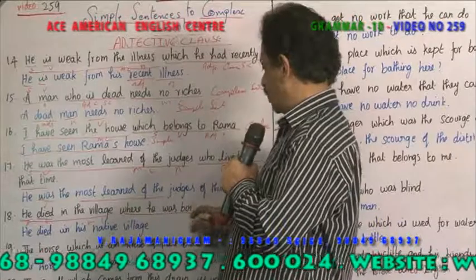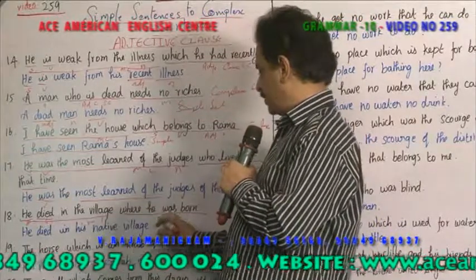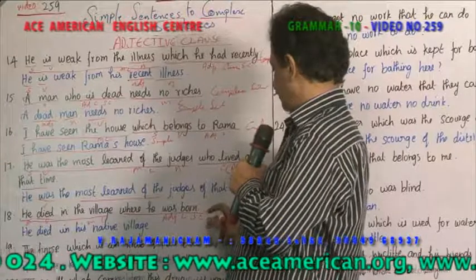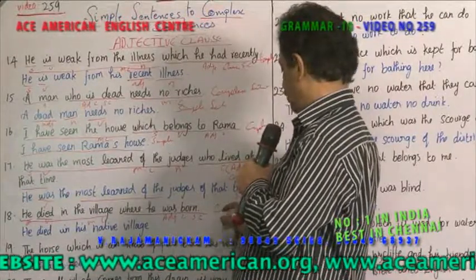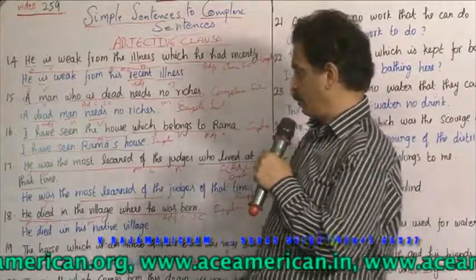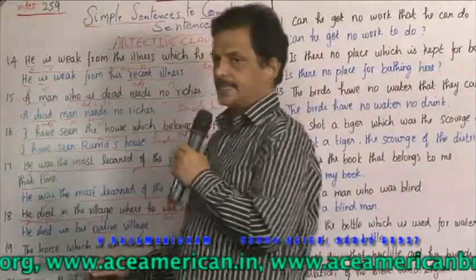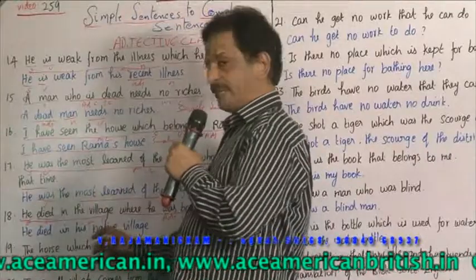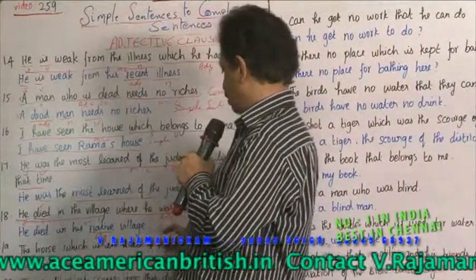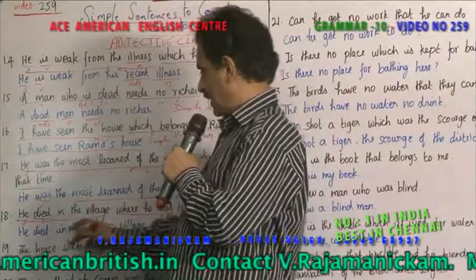So, this, where he was born, describes the village. So, it is an adjective clause. This becomes a subordinate clause and it is a complex sentence. How do you change it into a simple sentence? He died in his native village. So, the entire adjective clause changes into the adjective native. This is a simple sentence because you have only one verb, died.